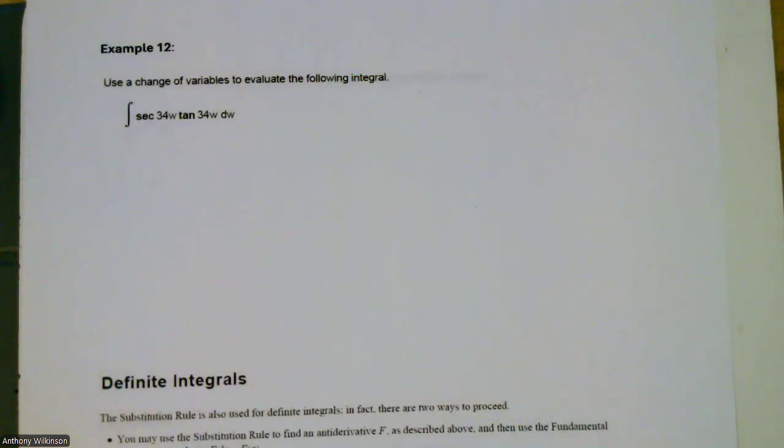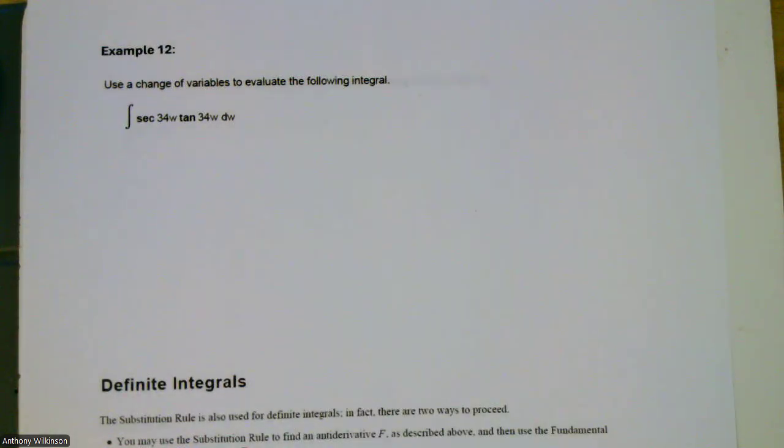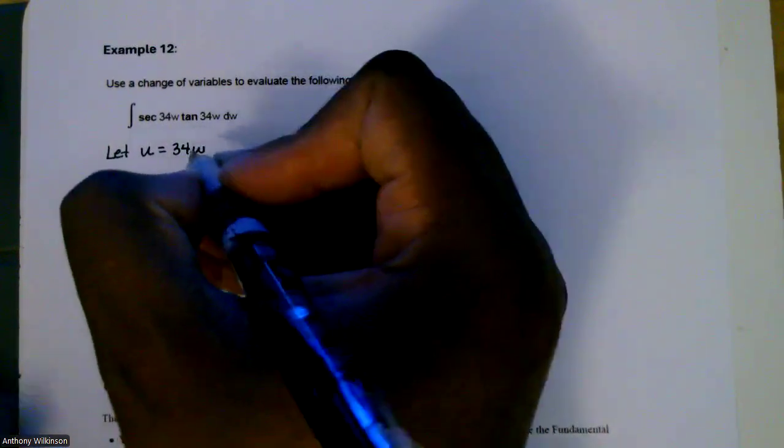All right, now take a look at this next one right here. Let's say we got the integral of the secant of 34w, tangent 34w, dw. Okay. So now we got one of our 6 trigonometric integrals that we need to use here and be familiar with. So I'm going to let u equal the angle for the secant and the tangent. That's the 34w.